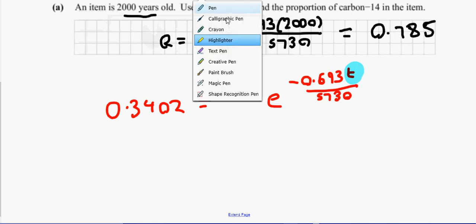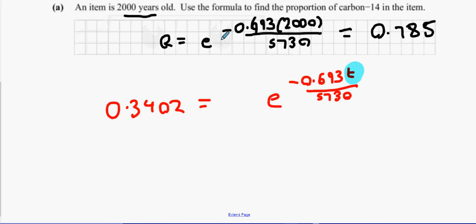Most of you will just pick log base 10, would you? I reckon most of you will go for log base 10. What happens to the power? What happens to it? Goes to the front, doesn't it? So this whole thing goes to the front.